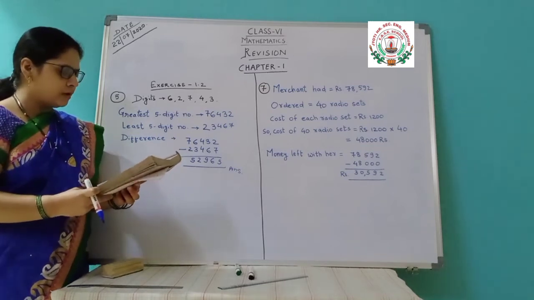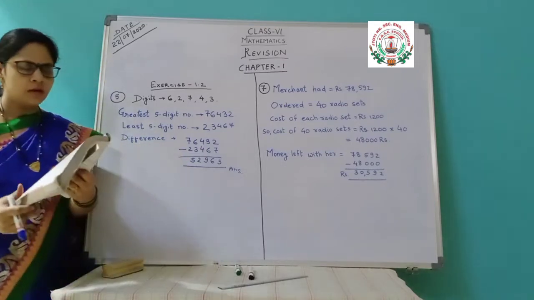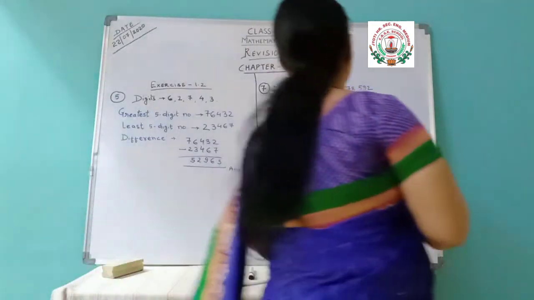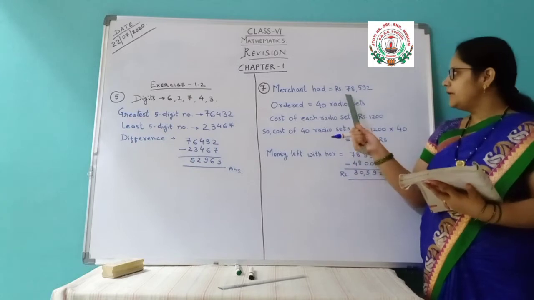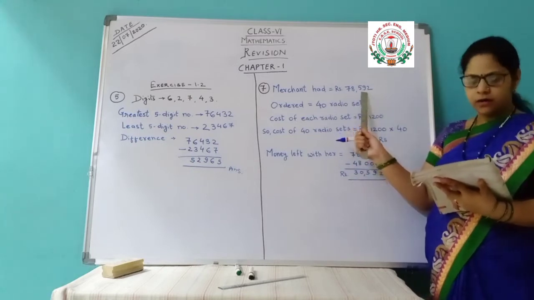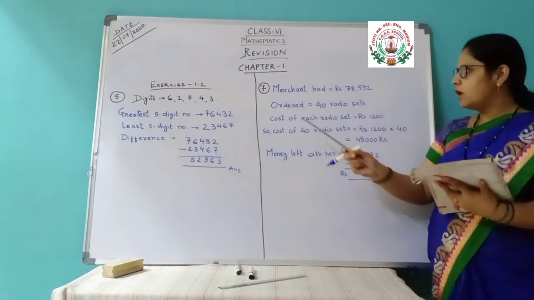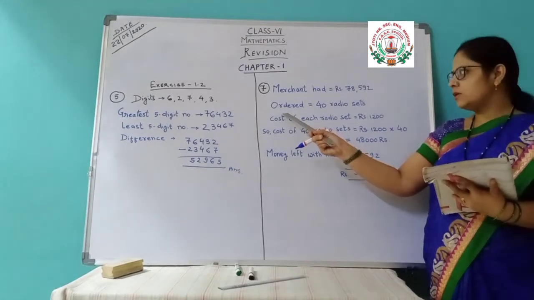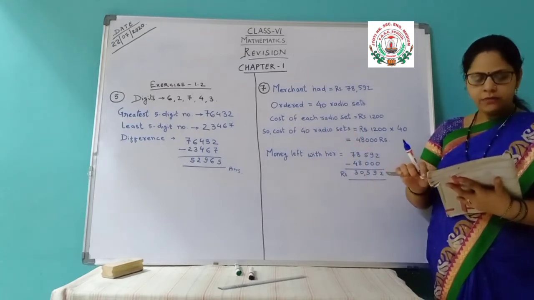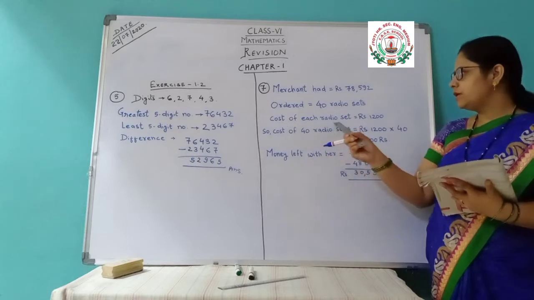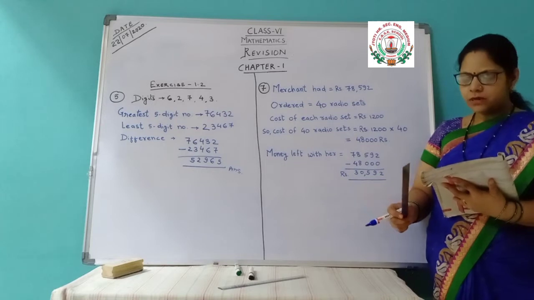Then question number 7. It is a little different. Coming to that question, a merchant had rupees 78,592 with her. She placed an order for purchasing 40 radio sets. How many radio sets ordered? Ordered 40 radio sets, at 1200 each. So the cost of each radio set is rupees 1200. How much money will remain with her after purchase?